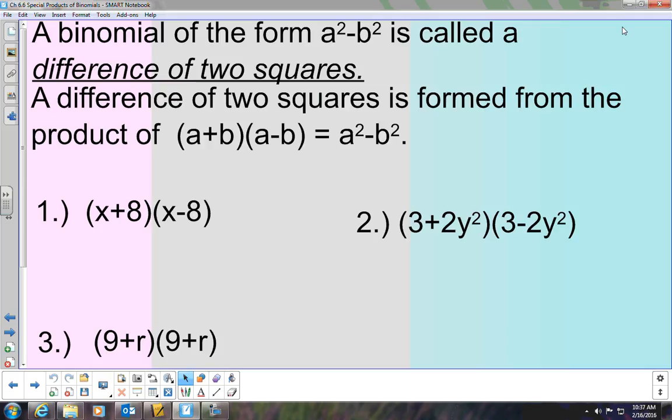So let's look at how this happens. So you remember when we're talking about a perfect square trinomial, feel free to go get a drink if you need to. Oh. Go ahead, babe.